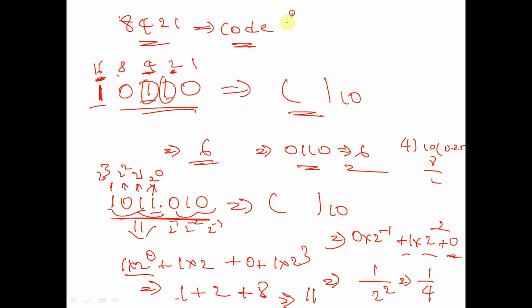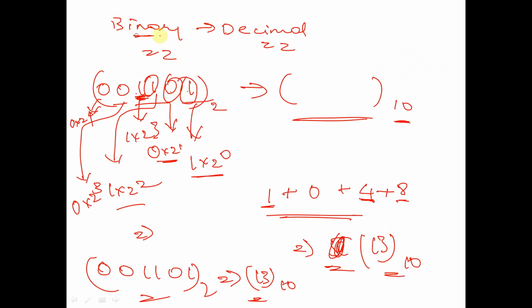So finally the equivalent of 1011.010 will be equal to 11.25. So this is the equivalent in decimal. This is the process of converting binary to decimal number systems.